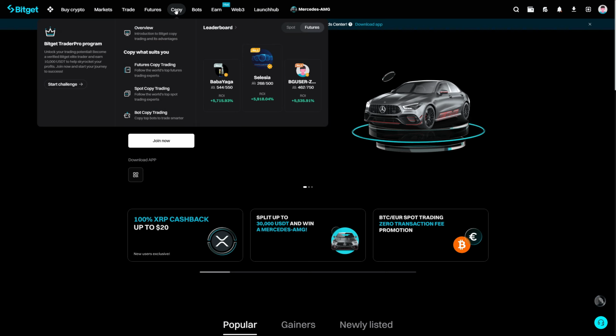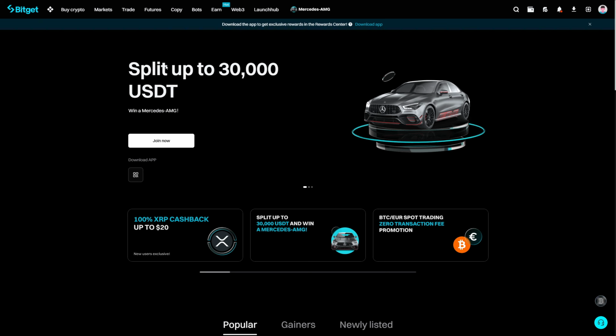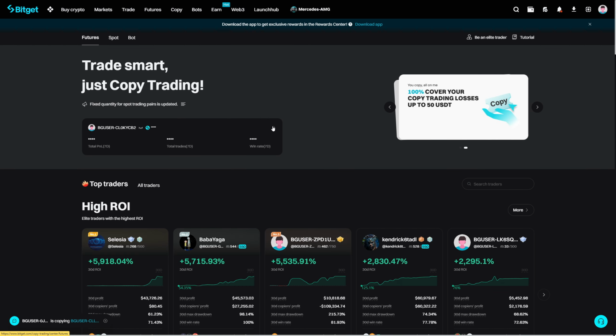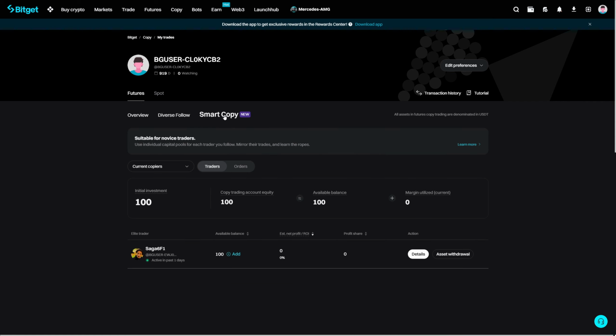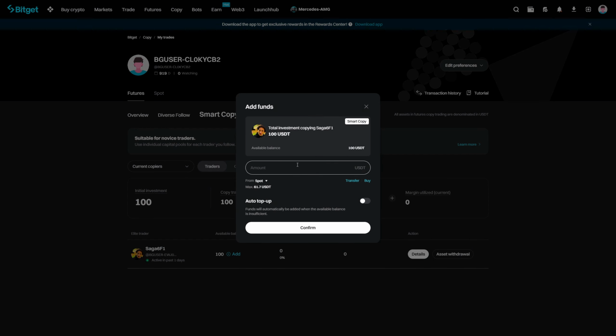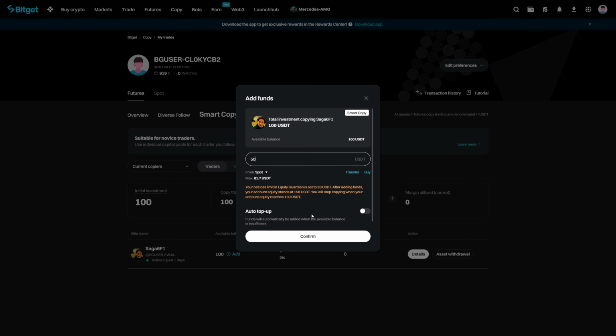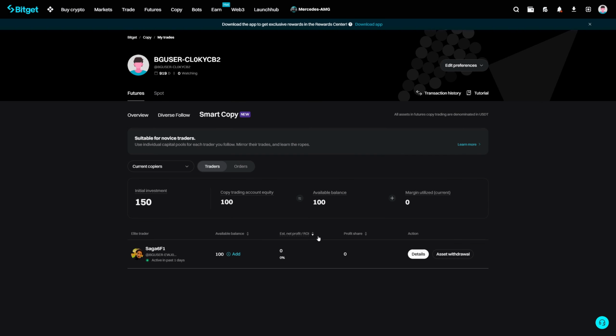to the copy trading dashboard, then click on futures copy trading, then click on your profile right here, and then head over to smart copy. In this section, you can see all of the active copy trades that you have. You also have the option to add more money into this guy right here. You can, for example, add 50 more USDT right there. And now we have added 50 more and we will now copy this guy with $150.